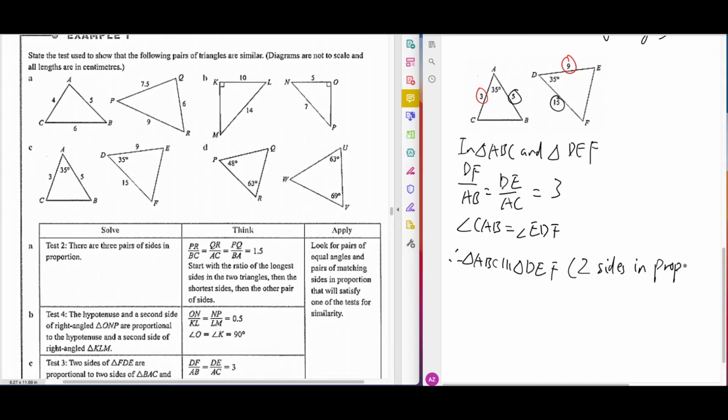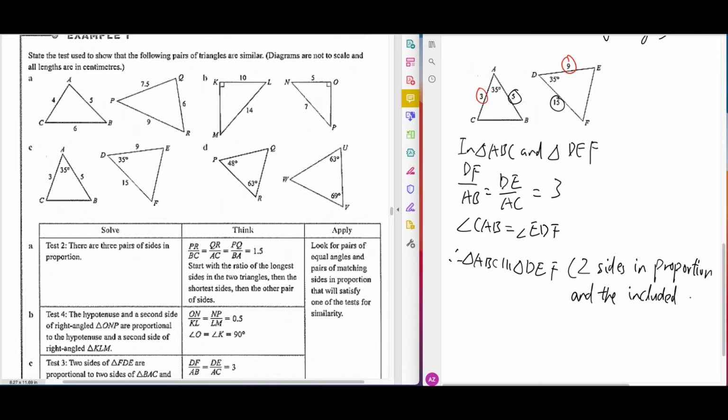Two sides in proportion, and we're saying it's two sides in proportion because we know that DF over AB is equal to DE over AC. So make sure when you write the ratios, you always write one side of one triangle divided by one side of the other triangle. Very important that you do that. Two sides in proportion and the included angle equal.